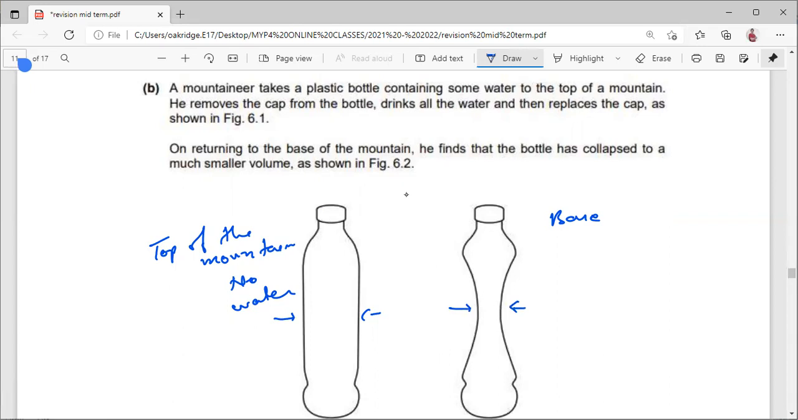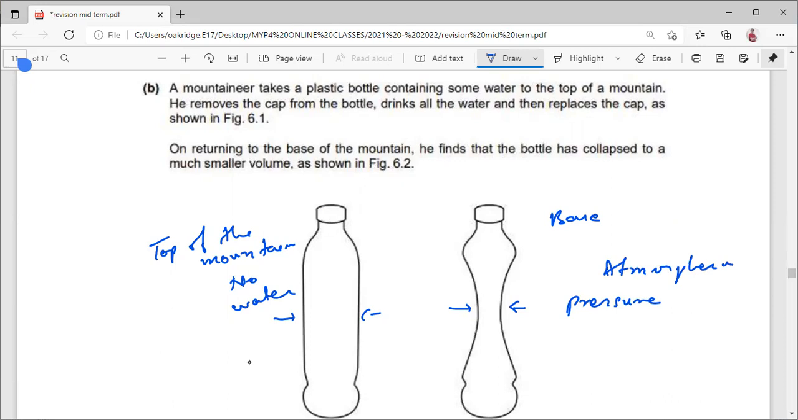So when I say this is pressed over here, what do you mean by that? You have applied a pressure. You did not apply. The atmosphere has applied a pressure. There also, on the top of the mountain, there was a pressure. Here also there is a pressure, right? Only thing is the pressure here might be higher as compared to the pressure here.